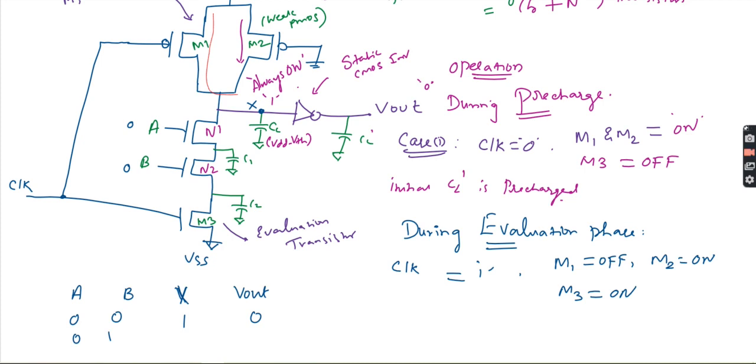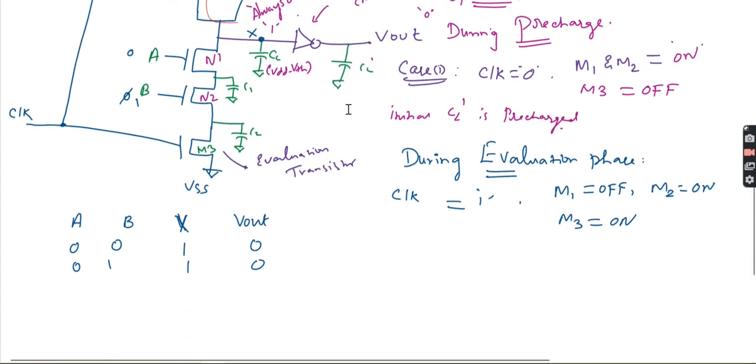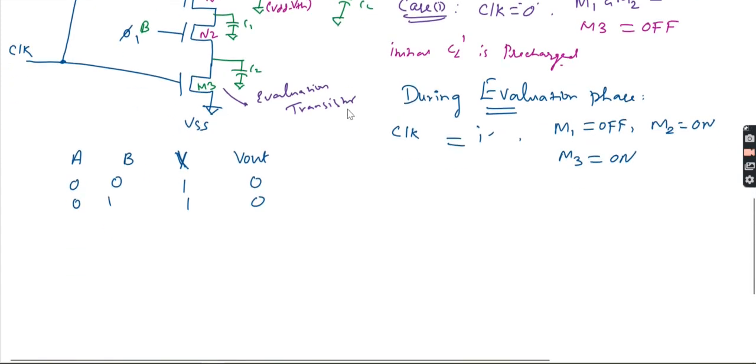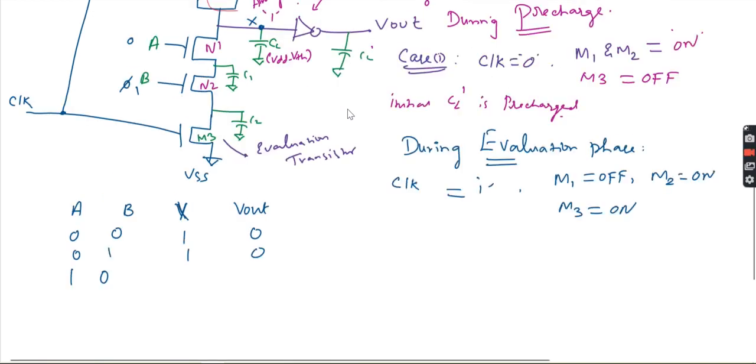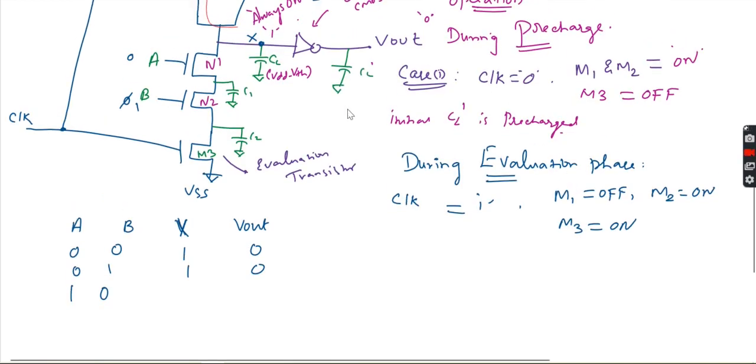What will happen with 0, 1? So I will give 0 and 1. So this will be open, this is on. Again what will happen? It remains the same, Vout will be 0 only. Again 1, 0. What will happen? 1, 0 in the sense this will be on, right? This is 1, this will be 0, this will be on.